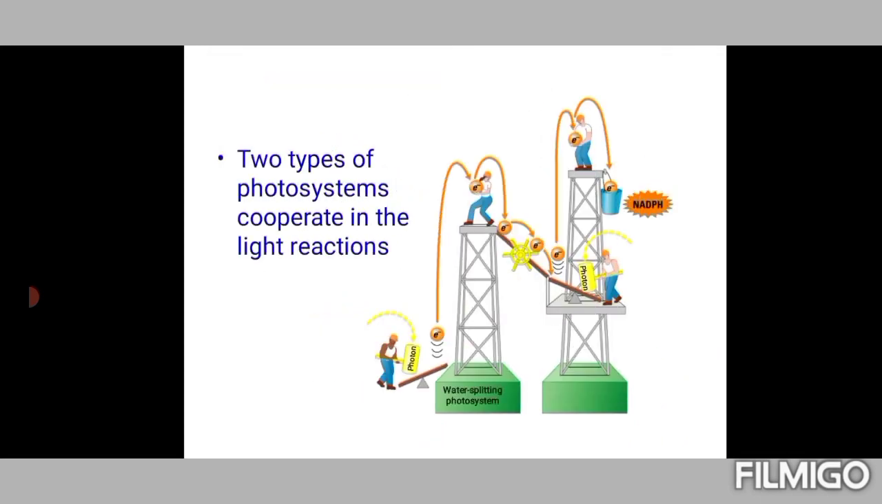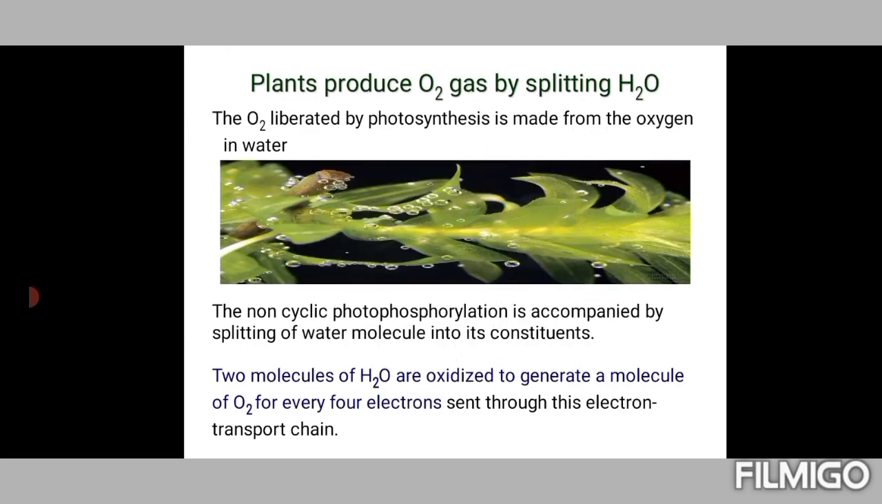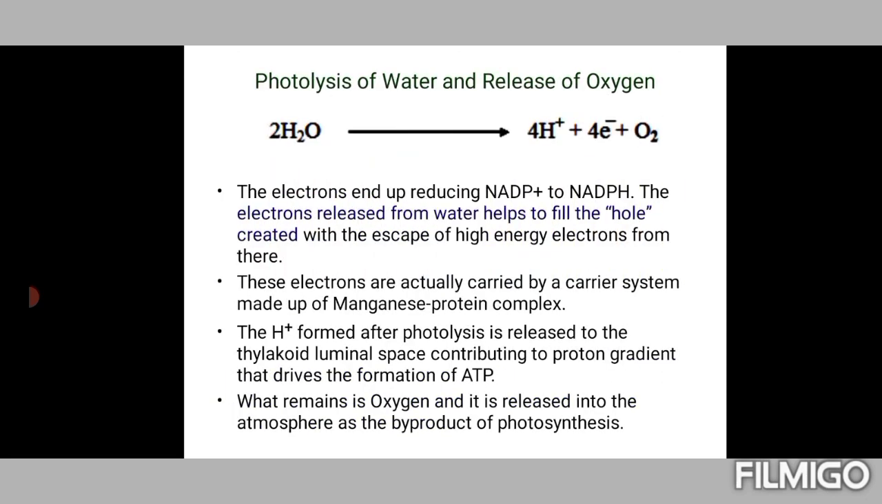Now the 2 types of photosystems cooperate. This is what we have already discussed. Photons here, photons here. This is the ATP mill, the cytochrome BF complex, and NADPH production. We also discussed the production of oxygen, which comes from water, not from carbon dioxide. This has been proved by radioisotope studies. Actually 2 molecules of H2O are oxidized to generate a molecule of oxygen for every 4 electrons that pass through this transport chain. This is the equation for it, and we have already discussed all these things.